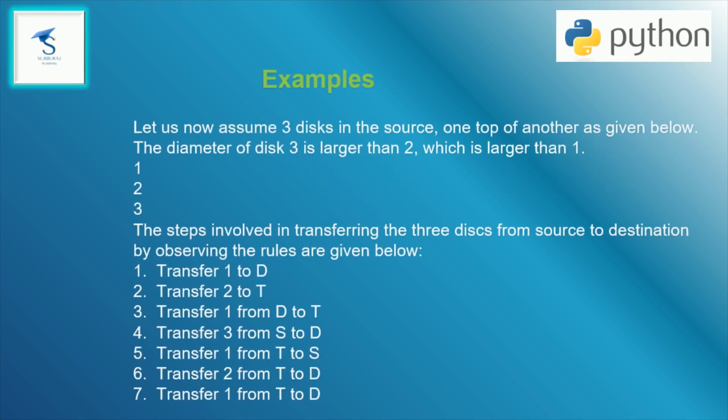Let us now assume 3 disks in the source, one on top of another as given below. The diameter of disk 3 is larger than 2, which is larger than 1. Disk 3 is at the bottom, disk 1 is at the top, and disk 2 is in the middle. The steps involved in transferring the 3 disks from source to destination by observing the rules are given below.